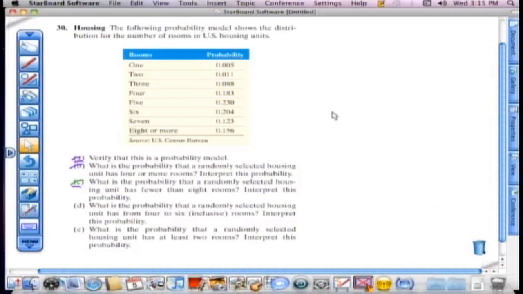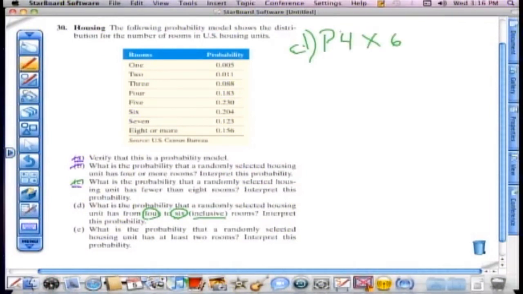There we go. Okay, so part D. What's the probability that a randomly selected housing unit has from 4 to 6 rooms inclusive? That means including the endpoints 4 and 6. So it would be the probability that the number of rooms is between 4 and 6, and the equal signs imply that those endpoints are included.